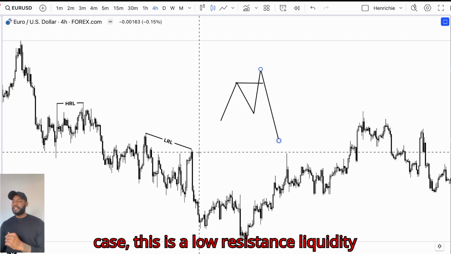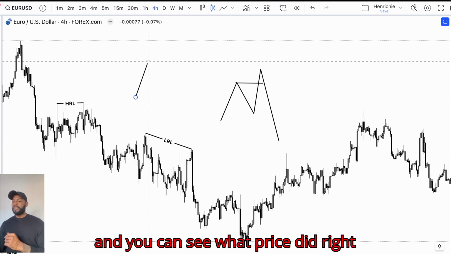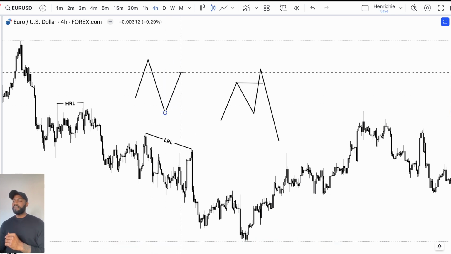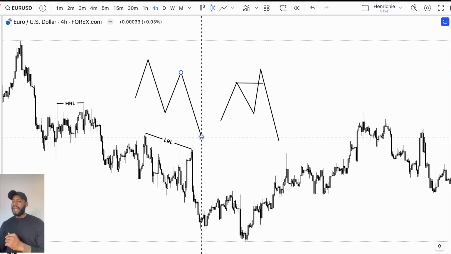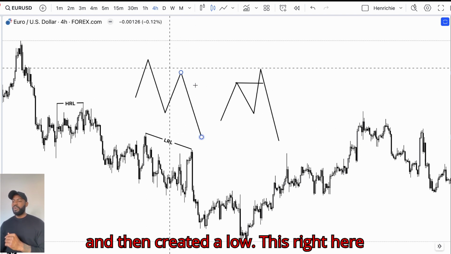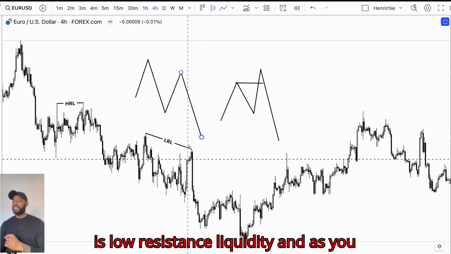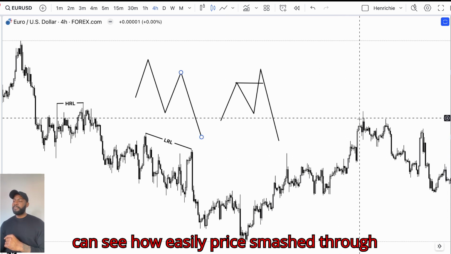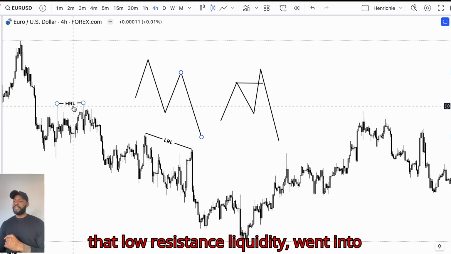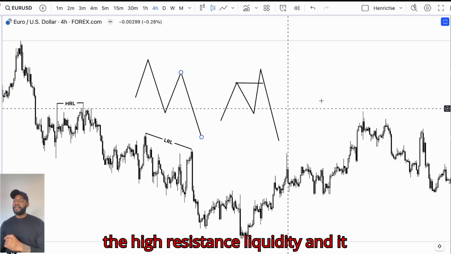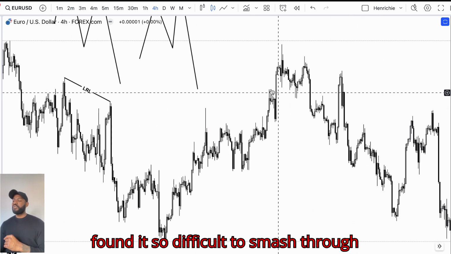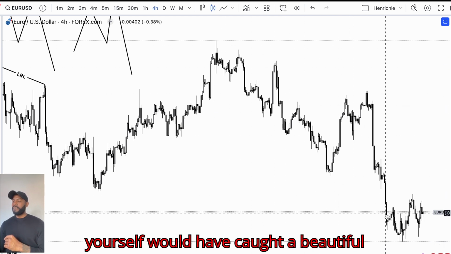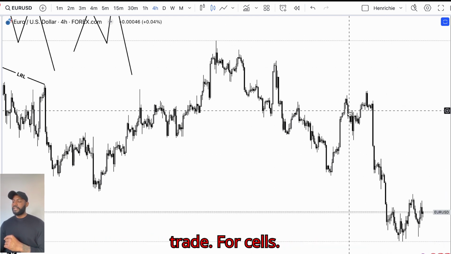Now in this case, this is a low resistance liquidity, and you can see what price did right there. It created a high, created a low, came to the upside, failed to create a high, and then created a low. This right here is low resistance liquidity, and you can see how easily price smashed through that low resistance liquidity, went into the high resistance liquidity, and found it so difficult to smash through that. And anyone who was looking for a sell would have caught a beautiful trade for sells.